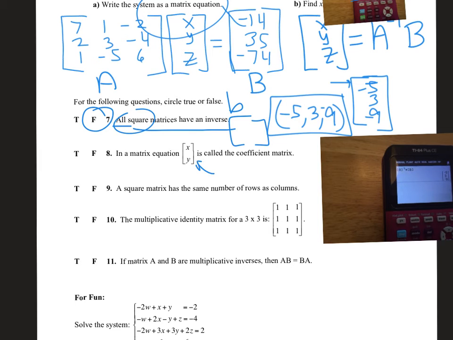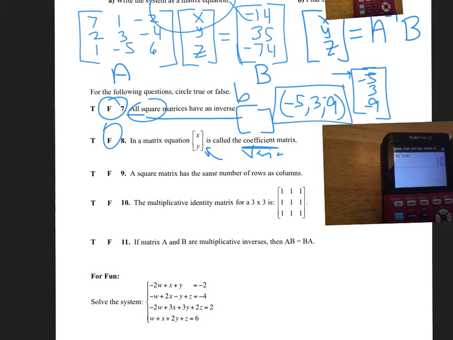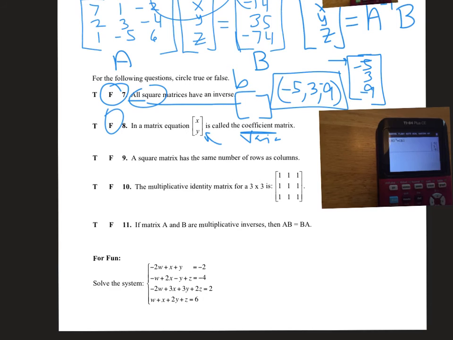This is called the coefficient matrix. Ha! No, that's the variable matrix. False again. A square matrix has the same number of rows as columns. Oh, that's what a square is. It's the same dimension here as it is here.